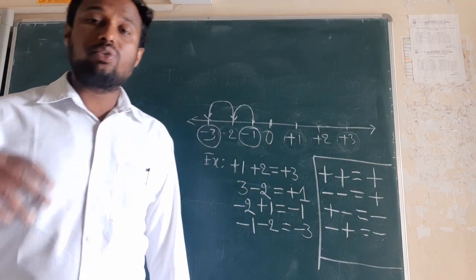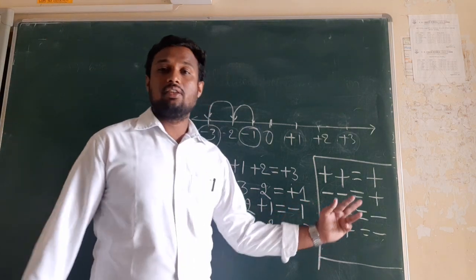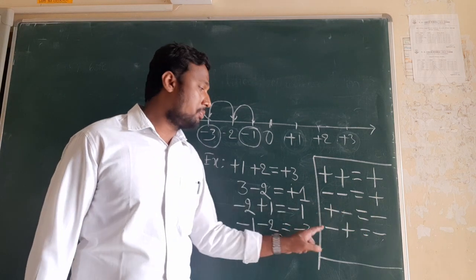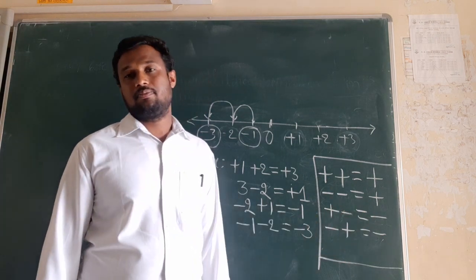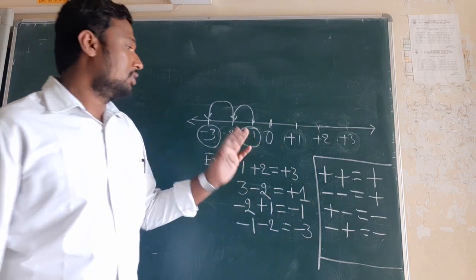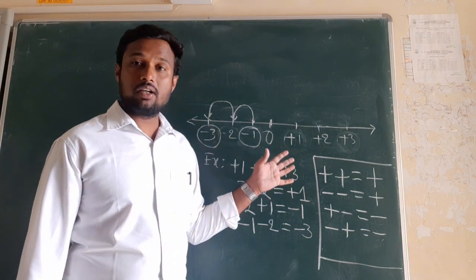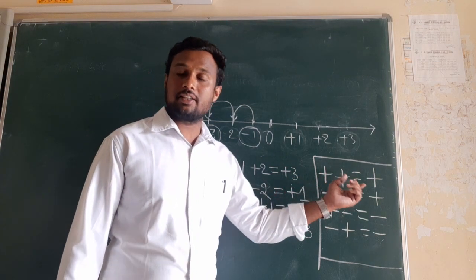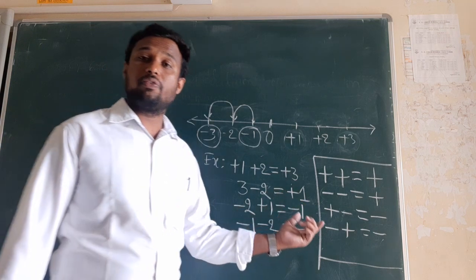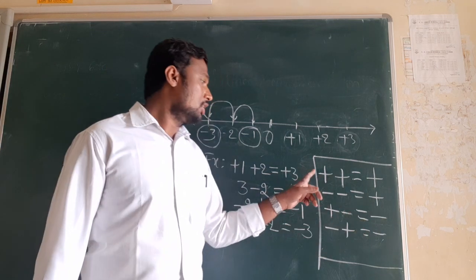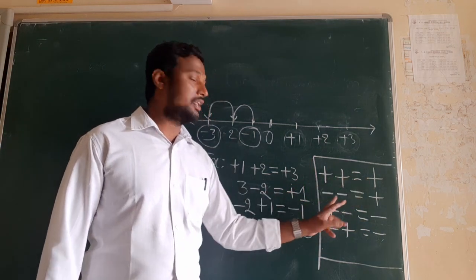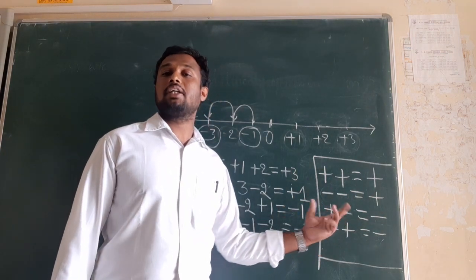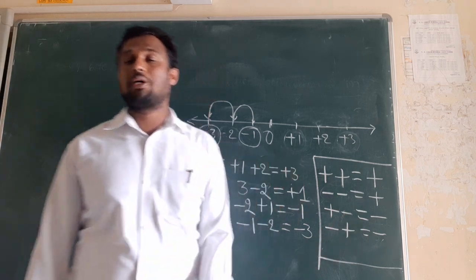But when you get two different signs, you will get minus only. You can see here plus into minus is minus, and minus into plus is minus. Remember this. So when you get two similar signs, the answer is plus. When you get two different signs, the answer is minus. So plus into plus is plus only, minus into minus is plus only, and with different signs, plus into minus is minus, minus into plus is minus.